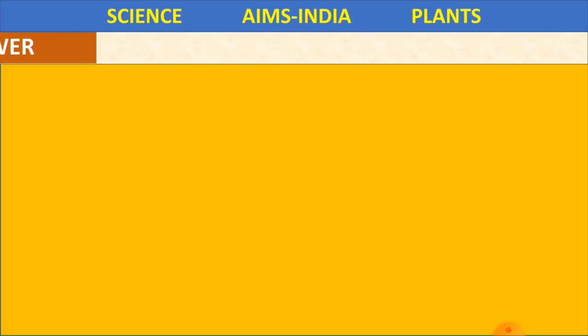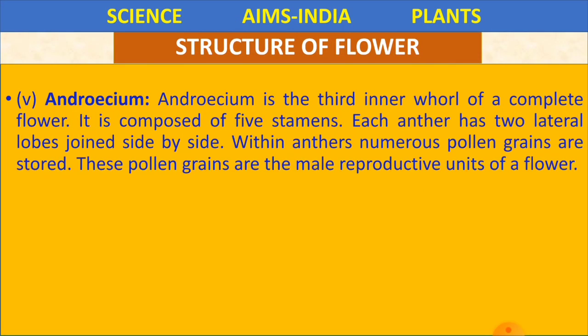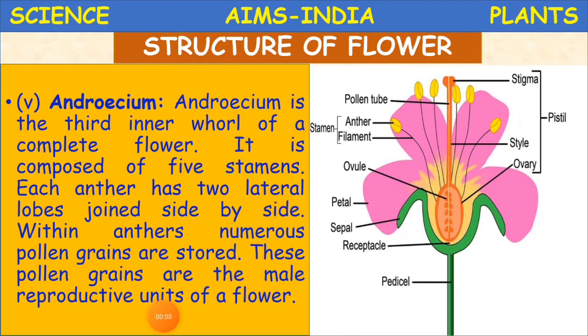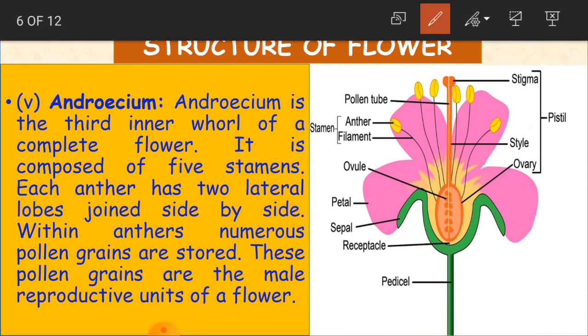Now let us see more about this androecium. As we said, this is the third inner whorl of a complete flower. What is the androecium, children? It is the third inner whorl of a complete flower. It is composed of 5 stamens. Are you able to see the stamens here?